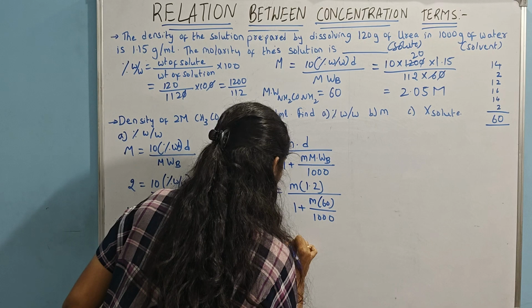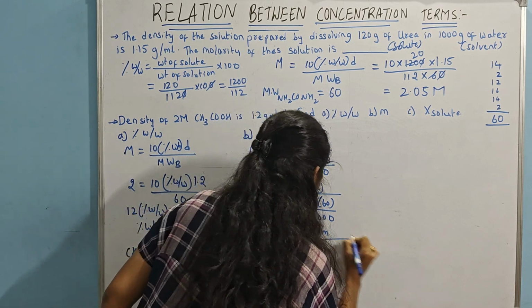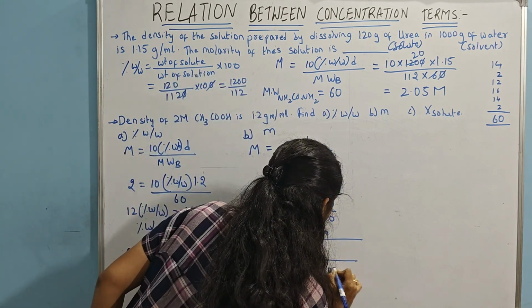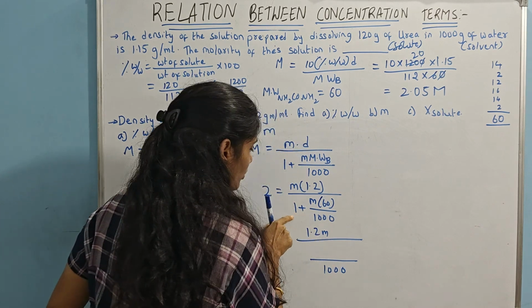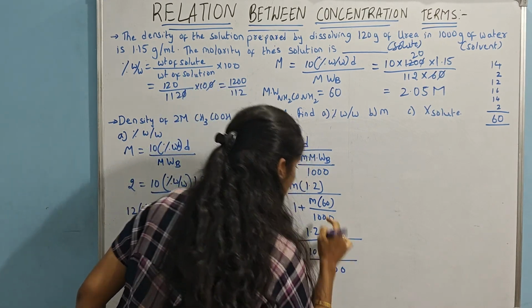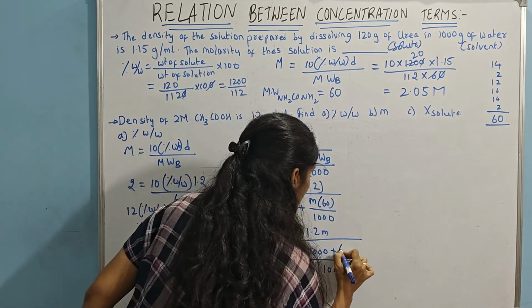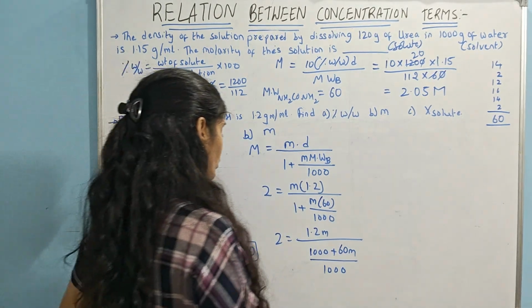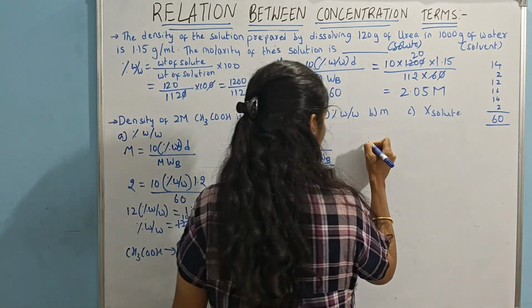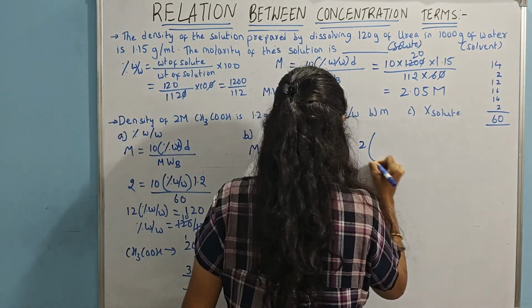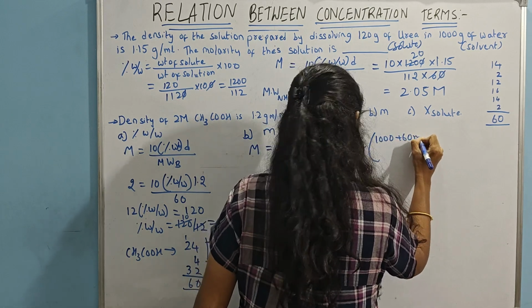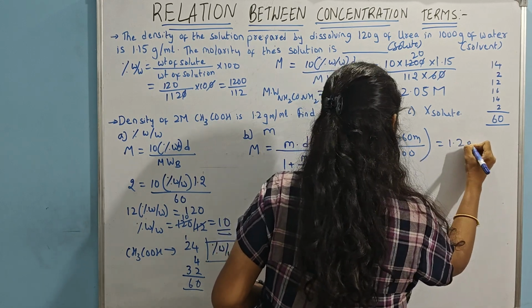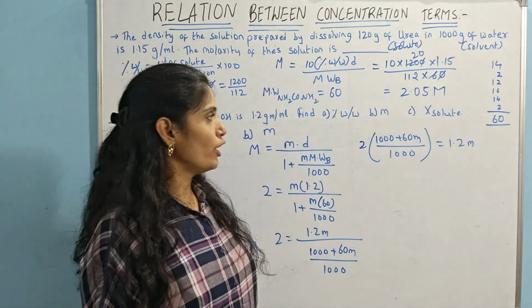So 2 is equal to 1.2 m divided by 1 plus 60 m divided by 1000. I'll take LCM here, I get 1000, so it becomes 1000 plus 60 m in the numerator over 1000. Now I will do the cross multiplication part here. So 2 into (1000 plus 60 m) divided by 1000 is equal to 1.2 m.